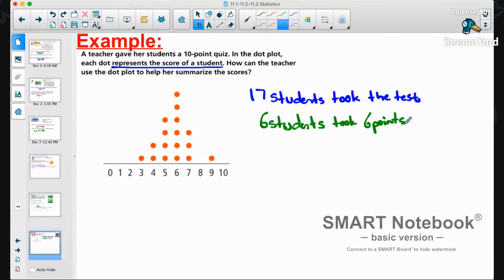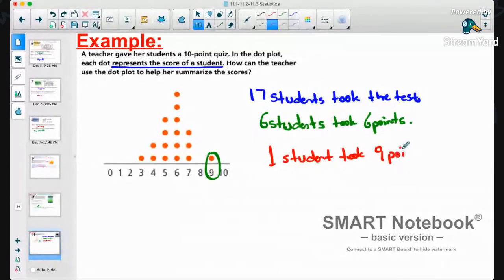from this test. And how many students got 9 from this test? There is only one student who took 9 points from this test.